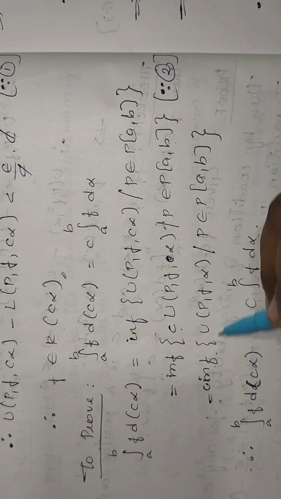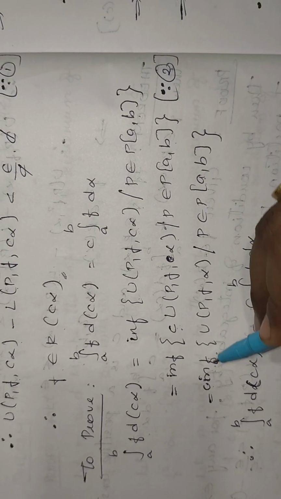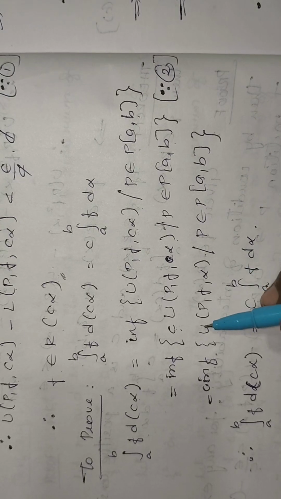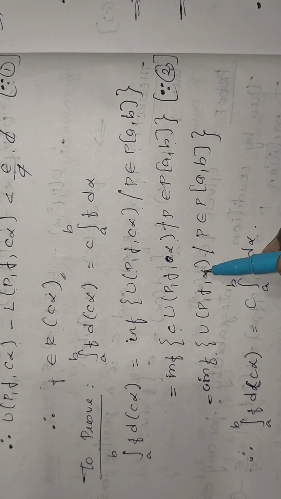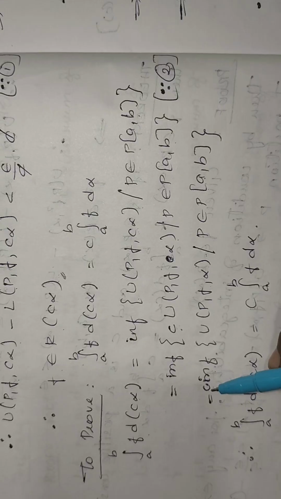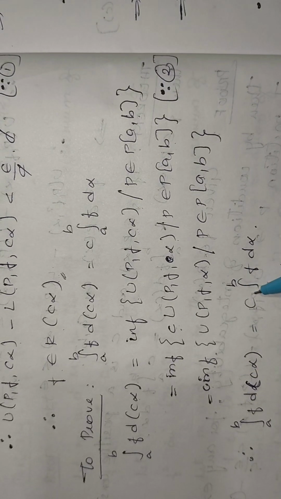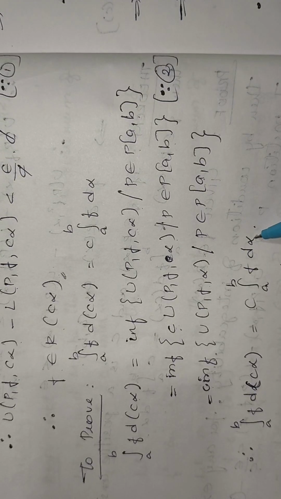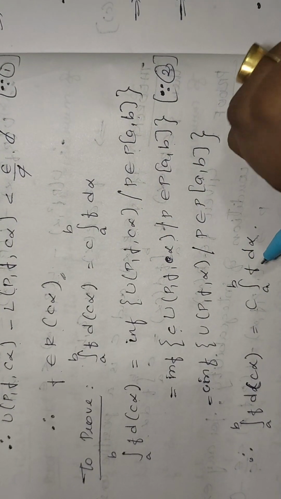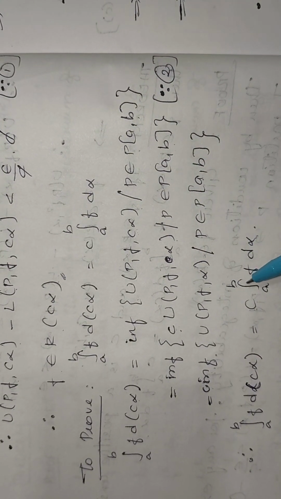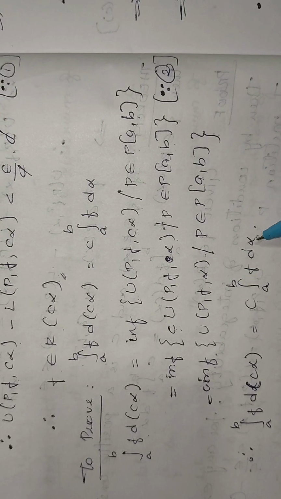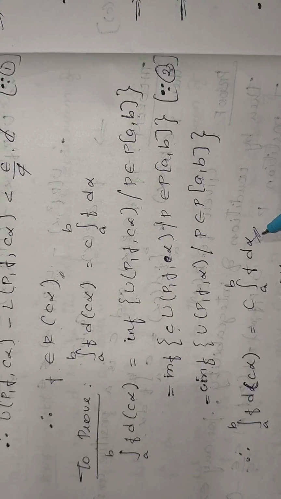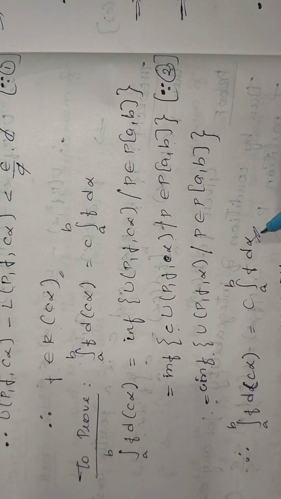And here, according to the definition, this infimum of U(P, f, alpha) is nothing but the upper integral of f with respect to alpha, with this c here. So c into the upper Riemann integral of f with respect to alpha. But since f belongs to R of alpha, we can write the integral from a to b of f d alpha in place of the upper Riemann integral. So this is all about the second part of the theorem. Thank you.